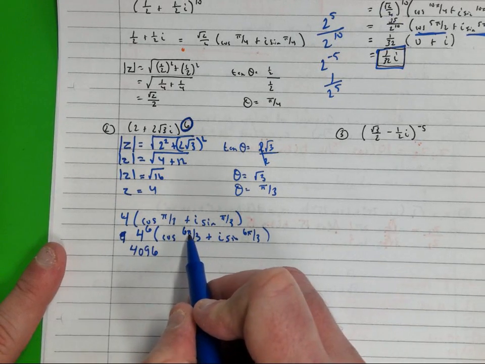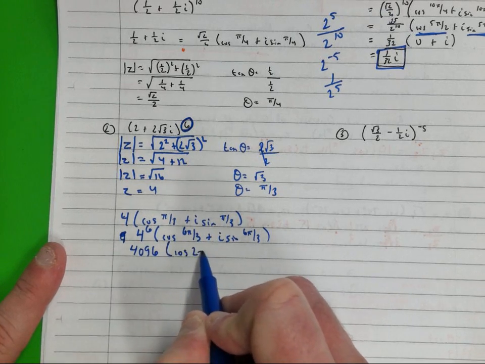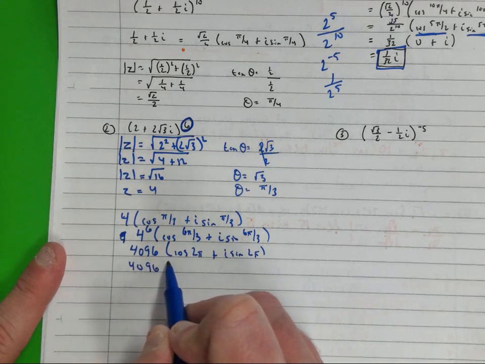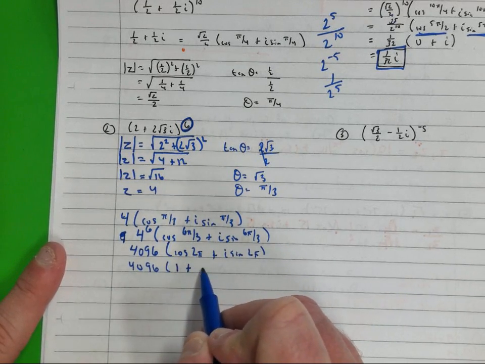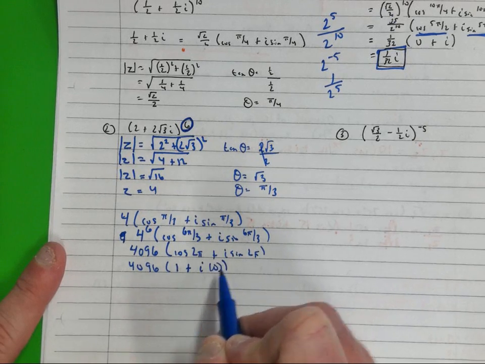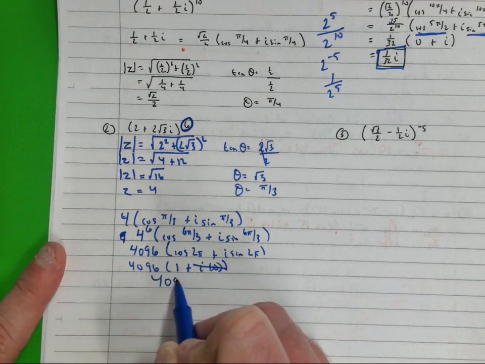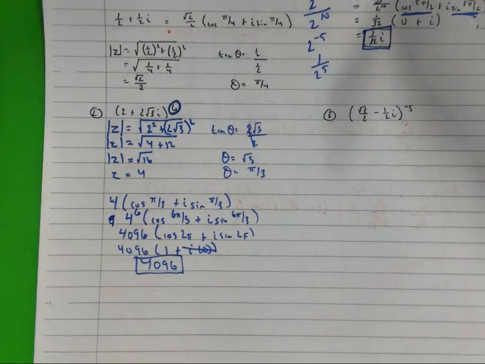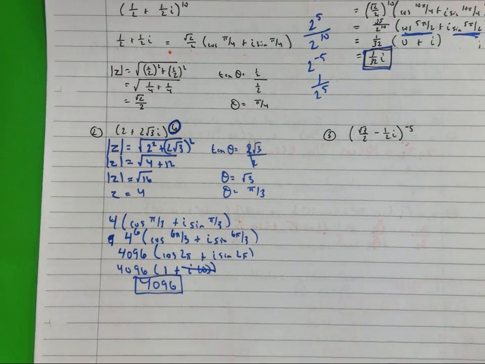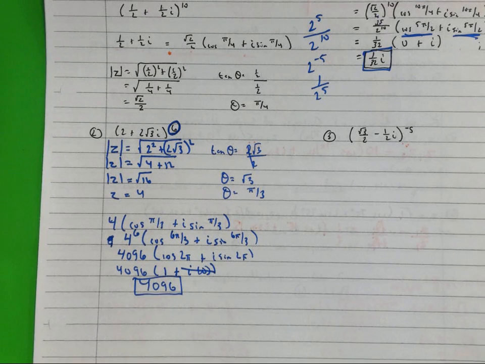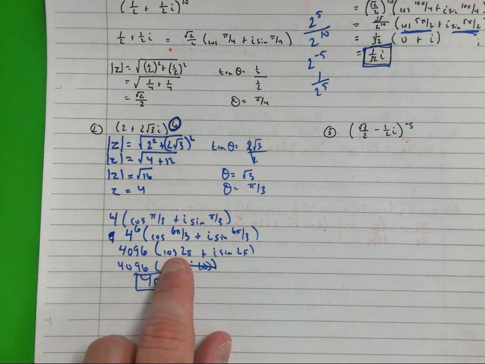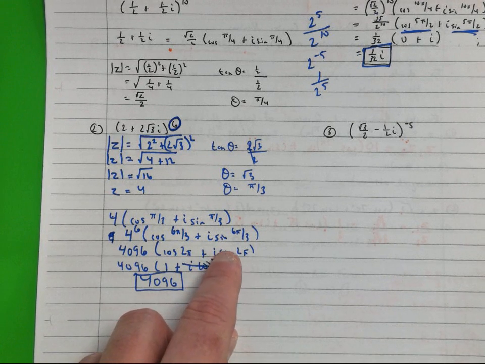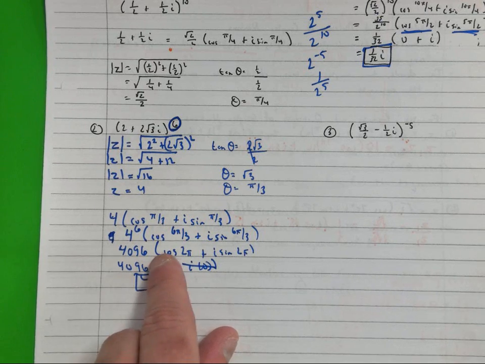4,096. 6 pi divided by 3 would be cosine of 2 pi plus I sine of 2 pi. Cosine of 2 pi is 1 plus 1 times 0. So that goes away and you're just left with 4,096 as your answer. So you don't use Pascal's triangle, you use de Moivre's theorem. Right here? Yes. Okay, cosine of 2 pi is 1. Sine of 2 pi is 0, so 0 times 1 is 0. So I just say 4,096 times 1.